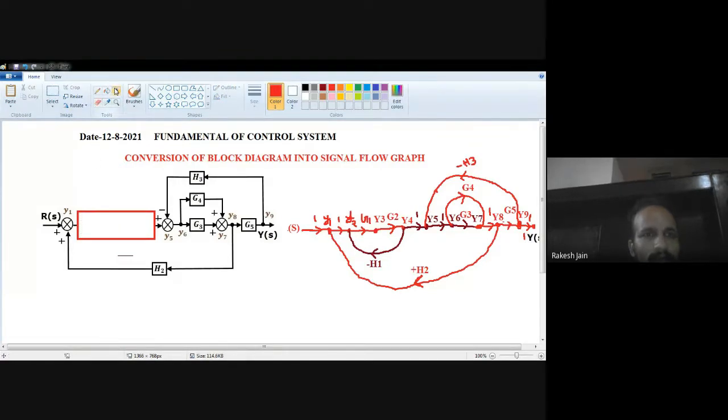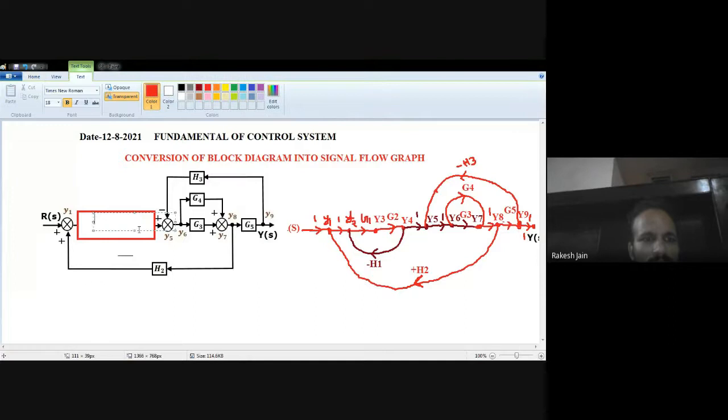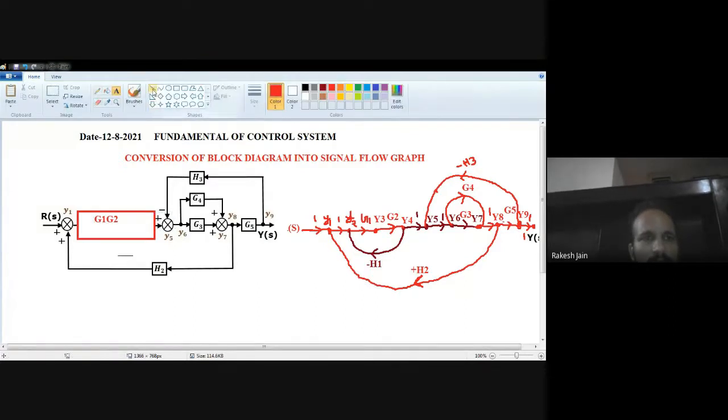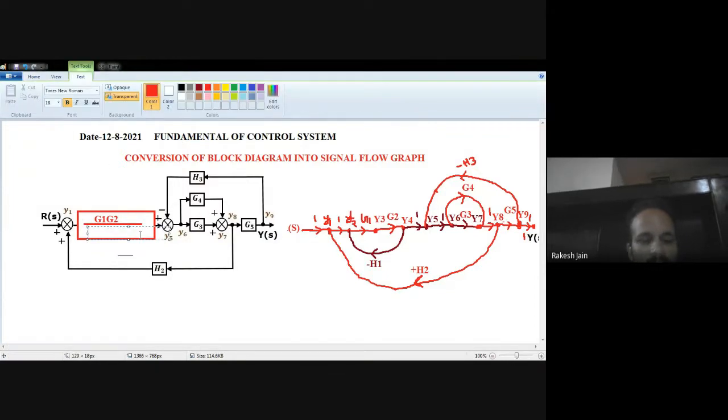The value of that single block will be the forward gain. What was the forward gain? G1 G2, divided by 1 plus or minus forward into feedback, because the minus sign was there. That's why we use the plus sign. G1 G2, and the feedback was H1.